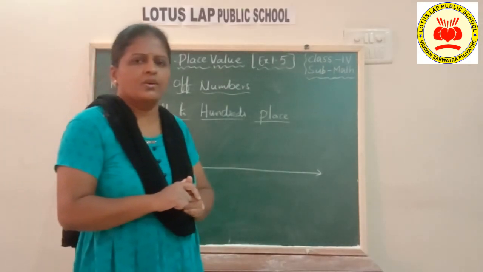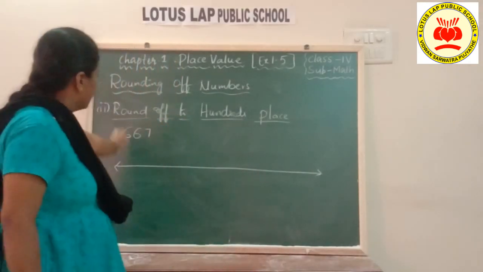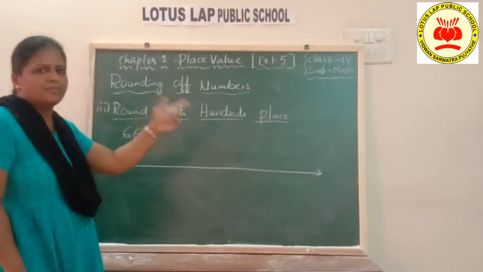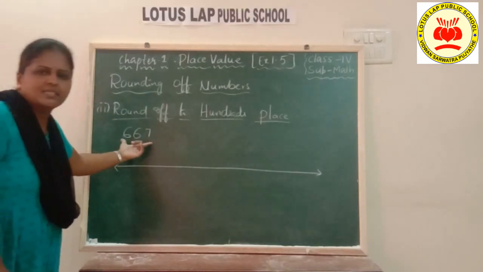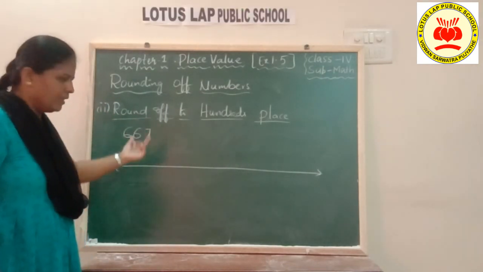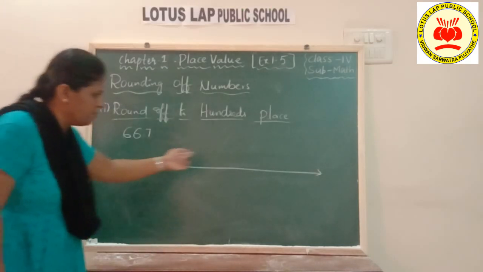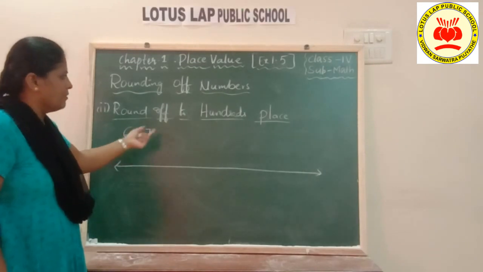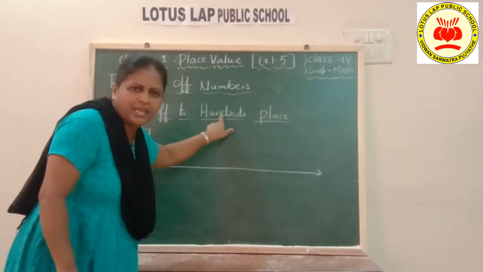Children, the next case is the second one, rounding off to hundreds place. Hundreds place. Now I have taken an example, 667. Again, number line method only. So I have drawn a number line. Now what numbers do I have to take here? 667, because I am rounding off to hundreds place.